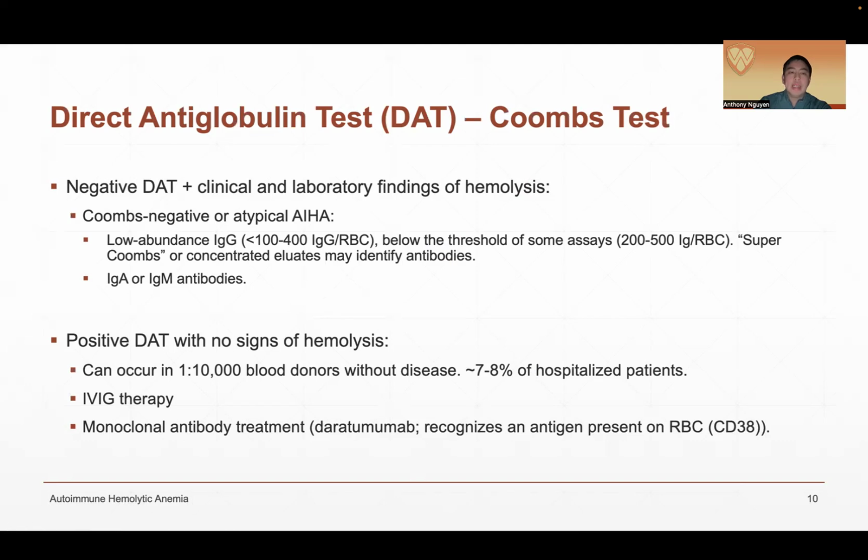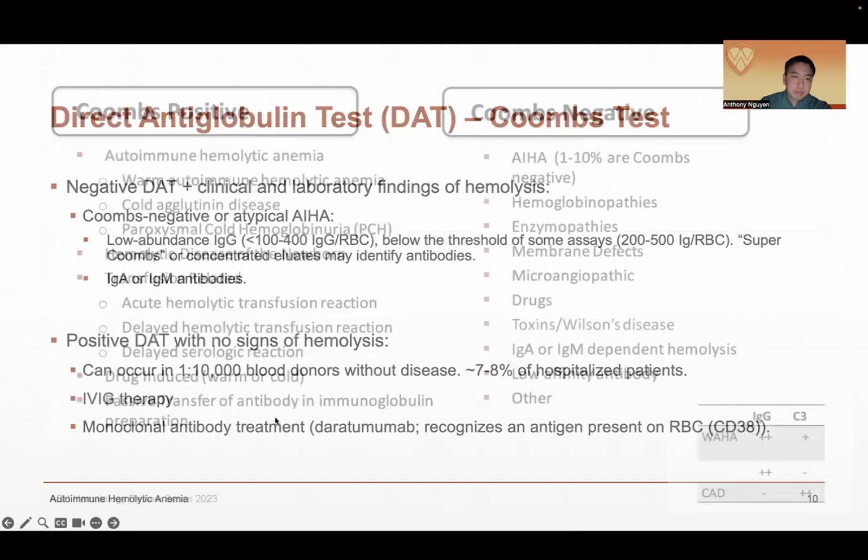Coombs test without any signs of hemolysis. And this occurs in about 1 in 10,000 blood donors without disease and in 7 to 8% of hospitalized patients. Sometimes this will occur with IVIG therapy or monoclonal antibody treatment.